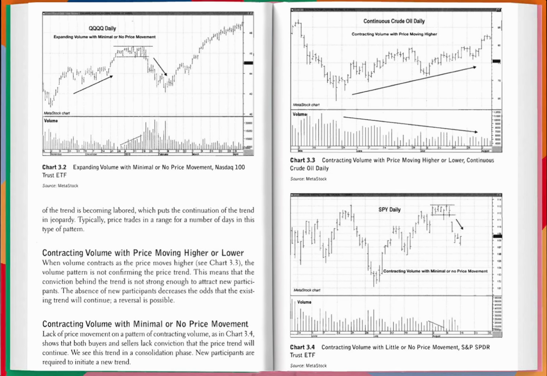Contracting volume with minimal or no price movement. Lack of price movement on a pattern of contracting volume, as in Chart 3.4, shows that both buyers and sellers lack conviction that the price trend will continue. We see this trend in a consolidation phase. New participants are required to initiate a new trend.